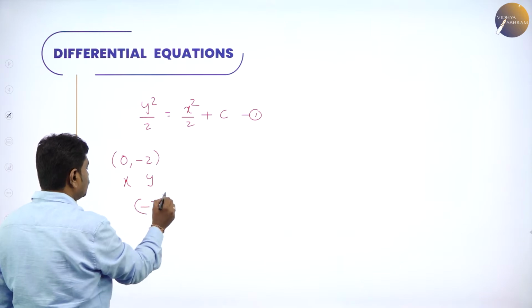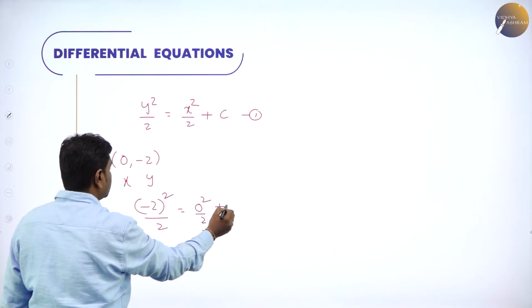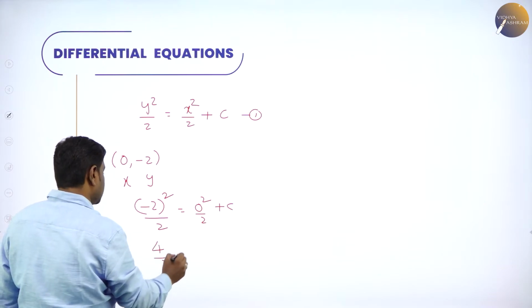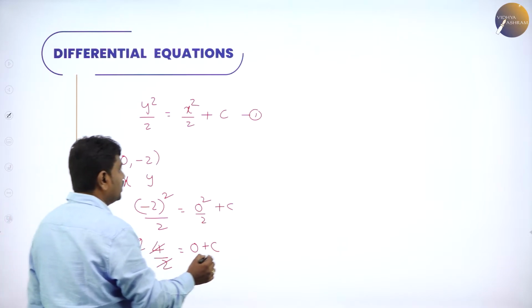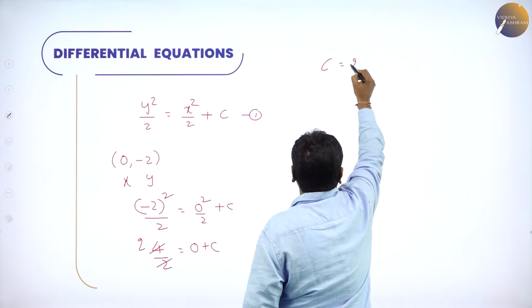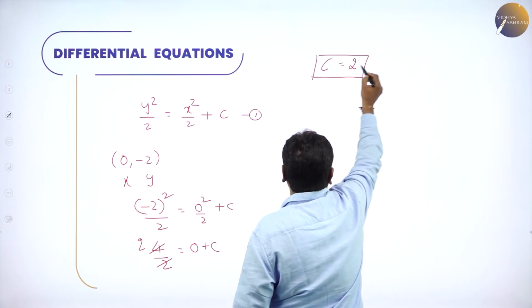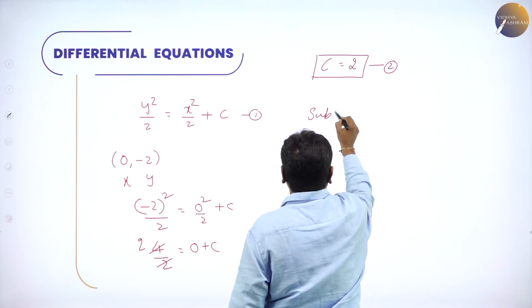LHS becomes (-2) the whole square by 2. RHS becomes 0 square by 2 plus c. So 4 by 2 is equal to 0 plus c. 2 ones are 2, 2s are 4. So you got the value of c. What is the value of c? C is equal to 2. So call the earlier one equation 1. Call this equation 2. So substitute equation 2 in 1.